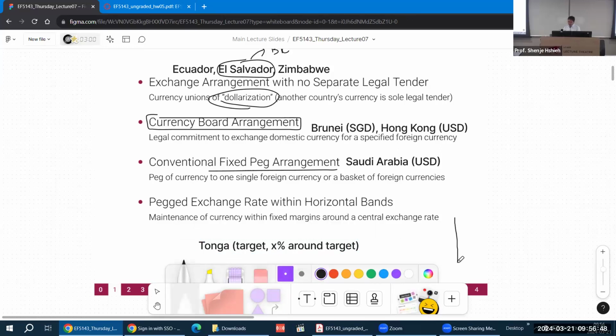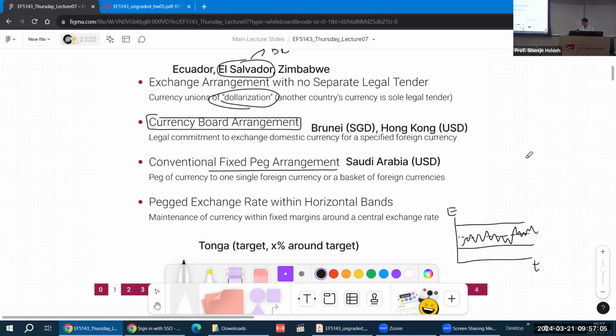So that looks like the following. So imagine this is E versus time. So what they say is, well, forever, okay, this is the band, this is the target, and the currency is allowed to fluctuate within this band. So what that means is that whenever this E hits the boundaries of the band, the central bank has to come in to weaken the currency or strengthen the currency, and that's all open market operations, right?